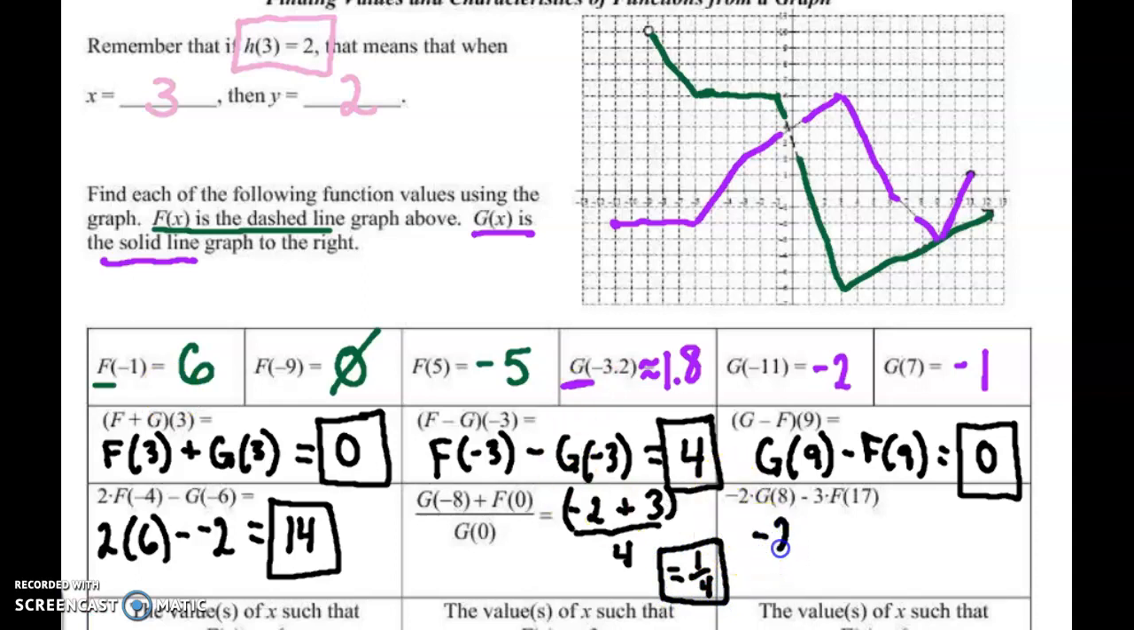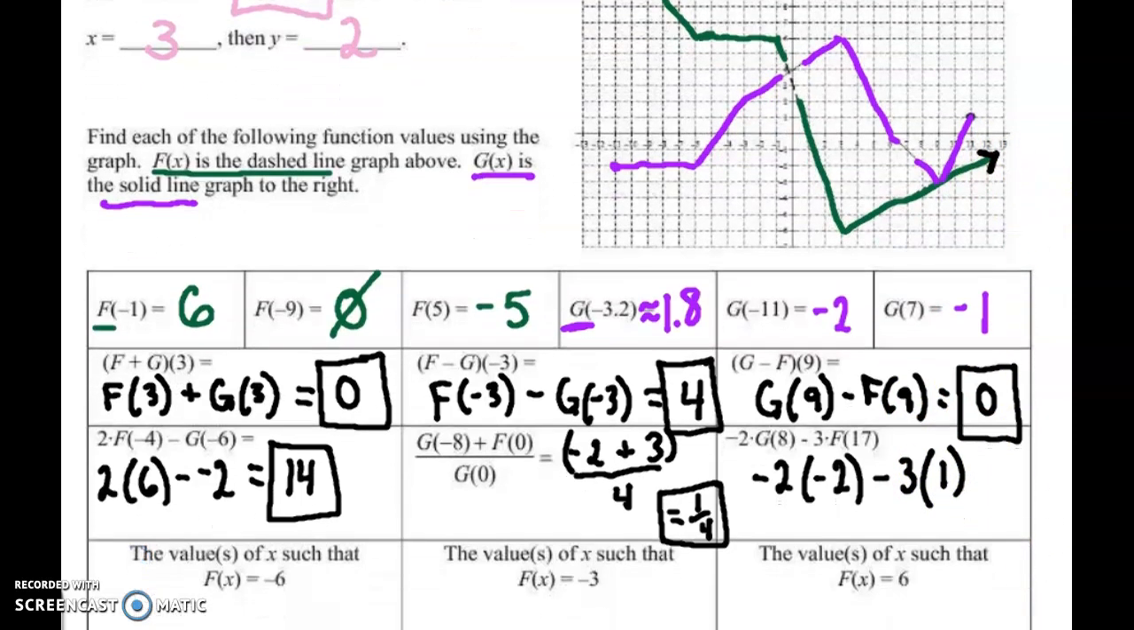Looking at the next one, -2 is still there, times g of 8. Find 8. g is my purple function. I think that's supposed to be -2. Minus 3. Uh-oh. Well, where's g of 17? I don't know if you can tell anymore, but this is supposed to go on forever. So you can see at, I believe, 11 it's -2. At 13 it would be -1. At 15 it would be 0. So at 17 it would be 1, because you can extend that line on. Another way to figure that out is you could actually find the equation of this line.